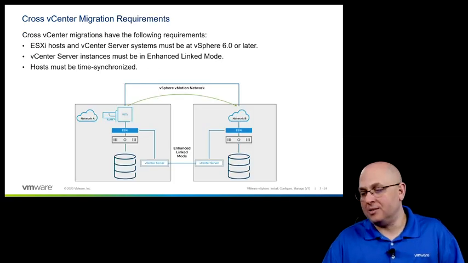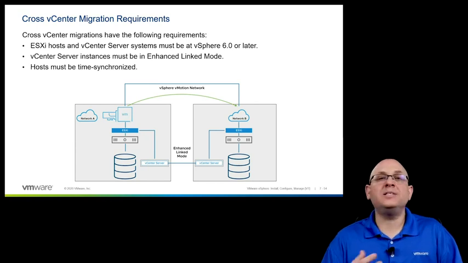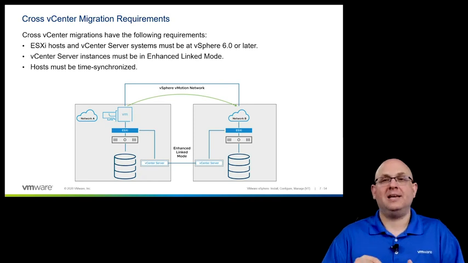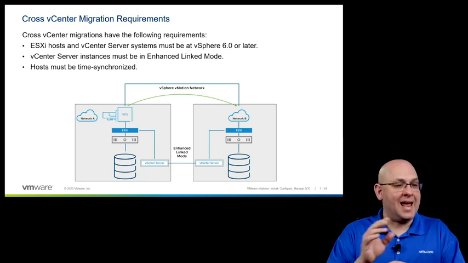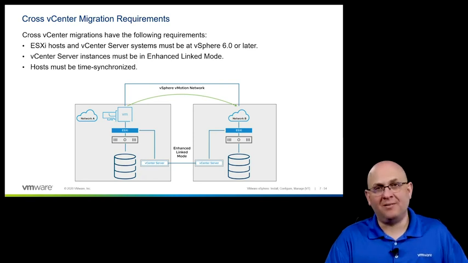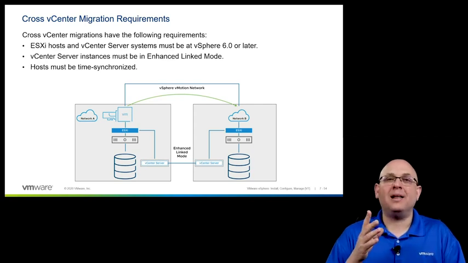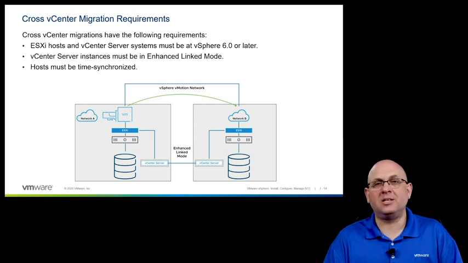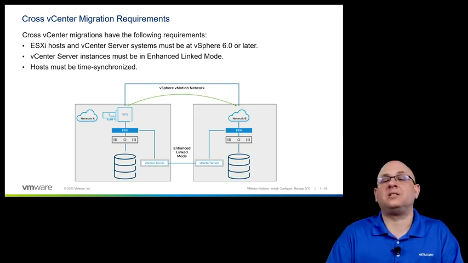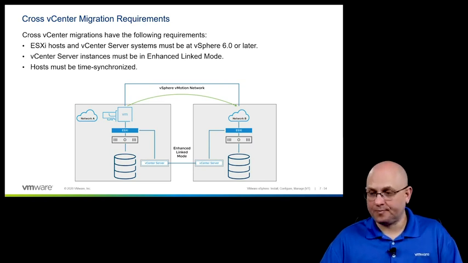So there are some requirements for cross vCenter vMotion. Now, this was introduced with ESXi 6.0. Now, 6.0 currently is end of life. So hopefully you have 6.0 and anything earlier than that removed from your environment. But if not, that's okay. You'll get there. Okay? But cross vCenter vMotion requires all of your source and destination hosts, as well as your source and destination vCenter server, to be at least vSphere 6.